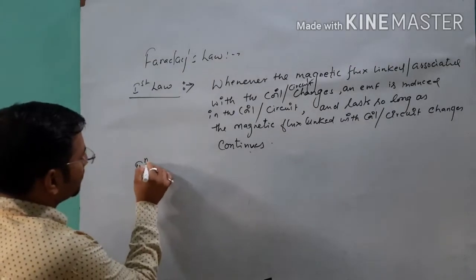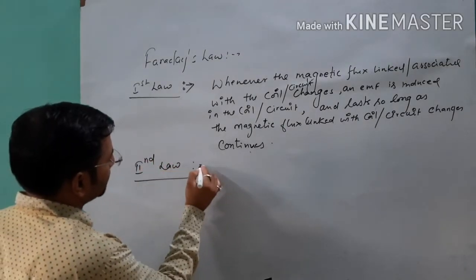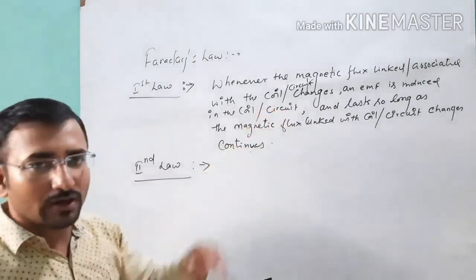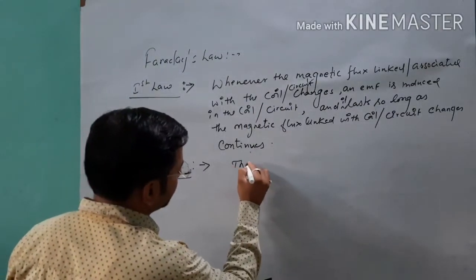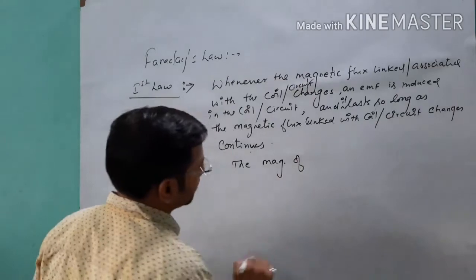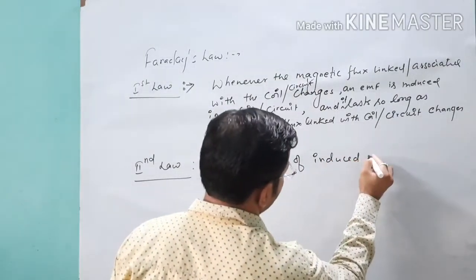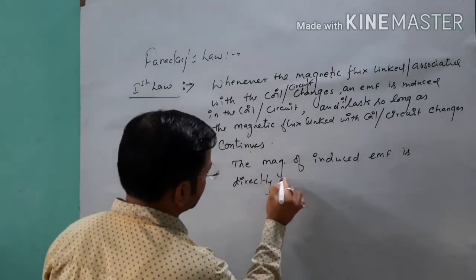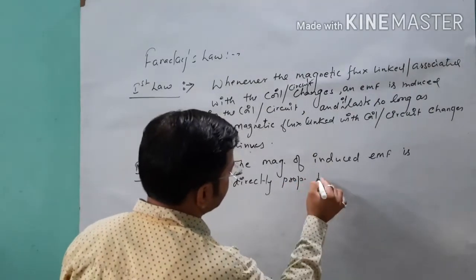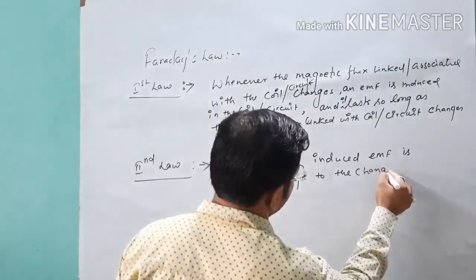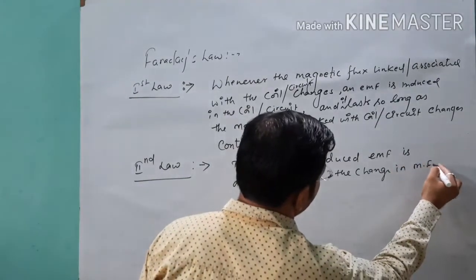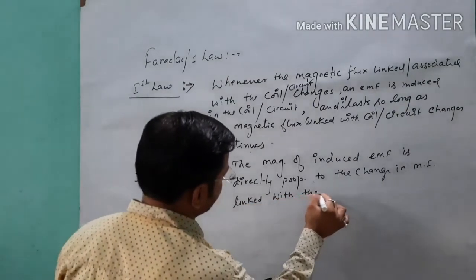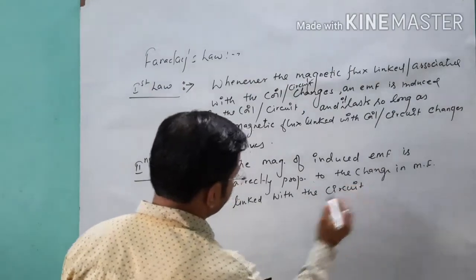Second law, when we talk about the second law, it says that the magnitude of the induced EMF is directly proportional to the change in magnetic flux linked with the circuit.